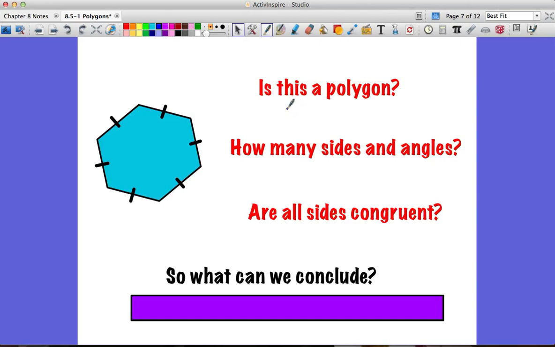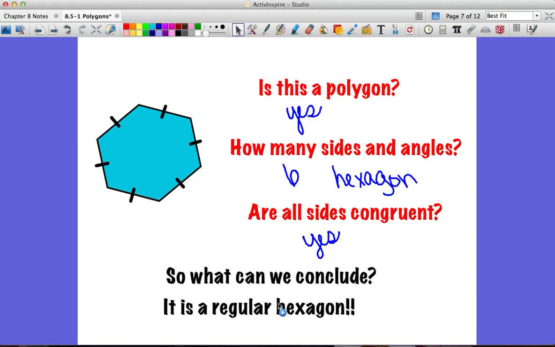Alright, is this a polygon? Yes. At least 3 line segments, it's closed, no curves. How many sides and angles? 6. And we can write down that that tells us that this is a hexagon. Are all the sides congruent? Yes. So we're going to take these 3 things and we can conclude that it is a regular hexagon.